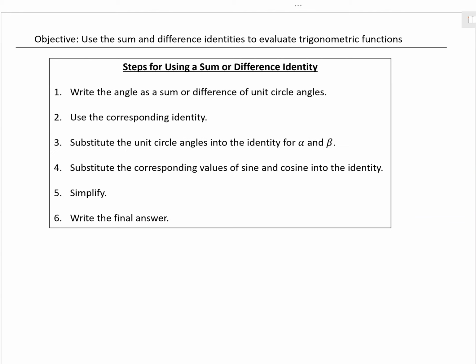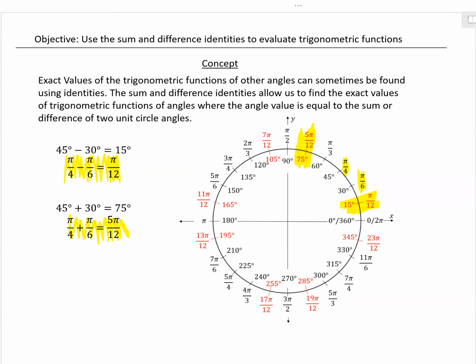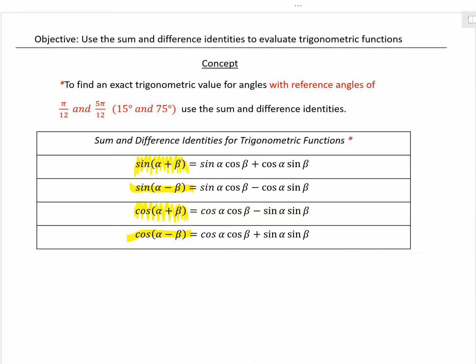All right. So what you want to do first is when you have a non-unit circle angle that you want to find the exact sine or cosine value of, that you can use a sum or difference identity on. Not all will work this way, but if we go back, what you're looking at, that what works for these are all of our 12s. So these angles are all the angles that we can use a sum or difference identity on to find exact values for sine and cosine ratios of those angles.